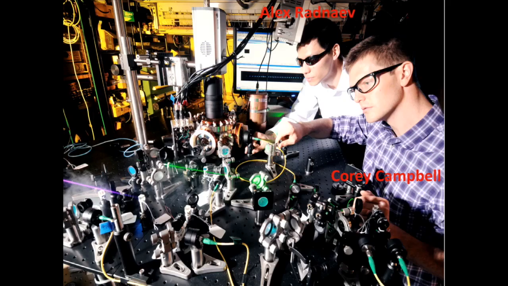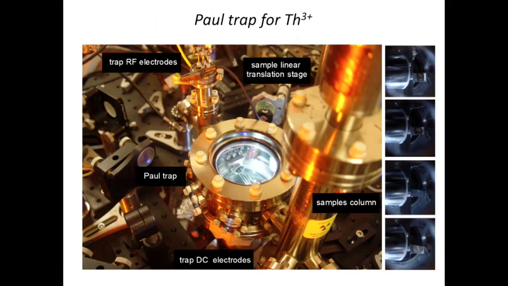Because of this, a few years ago, we set out to build a system in which we can potentially excite the isomer level in a single thorium ion. This is a picture of a fourth or fifth iteration by now. Corey Campbell built the first cooling and trapping apparatus for thorium, and together with Alex Radnaev, they have done much of the work that I'll be talking about today. The trap is located in here. Here's a closer look at this.